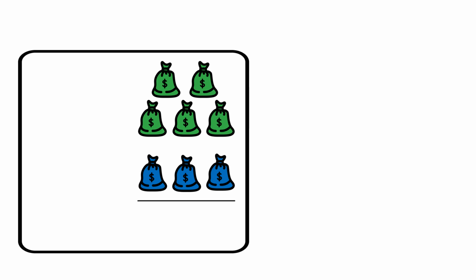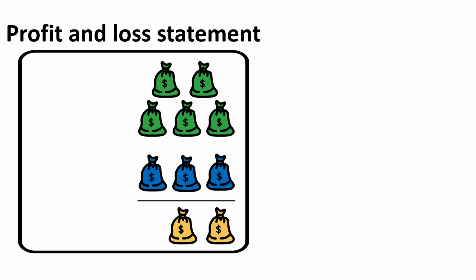Now we've collected 5 bags of money from selling the boxes, and we've paid 3 bags of money to our suppliers. We have 2 bags of money left. The remaining 2 bags here are yellow. That's because if you take green and remove blue from it, you're left with yellow. We've now created a profit and loss statement, and this tells us how profitable the business is.